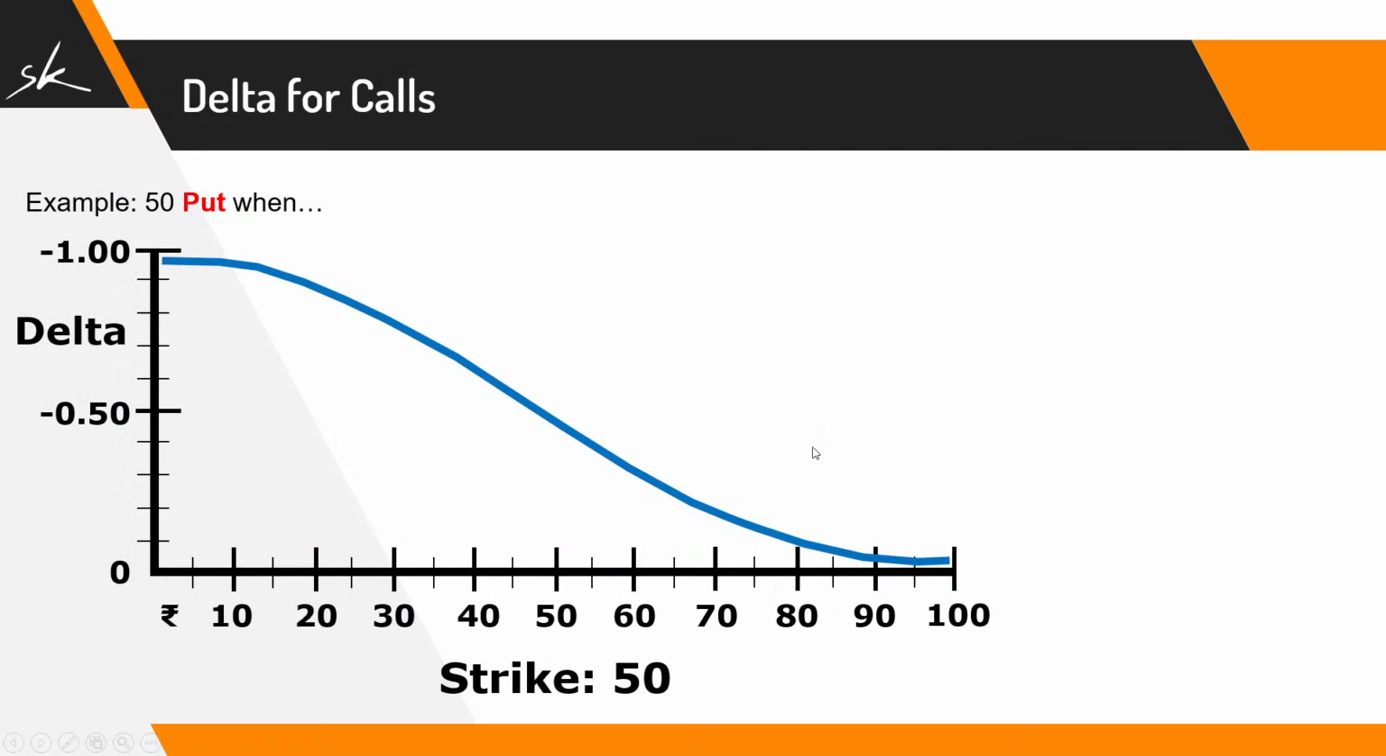So now if you look at the graph, it will just be the opposite. Again, let's imagine we are looking at a put which is a 50 strike. So when the underlying is at 50, and if you recall what we just talked about, minimum can be 0, maximum can be -1. So when we are at 50, which is exactly at the money, what is going to happen?